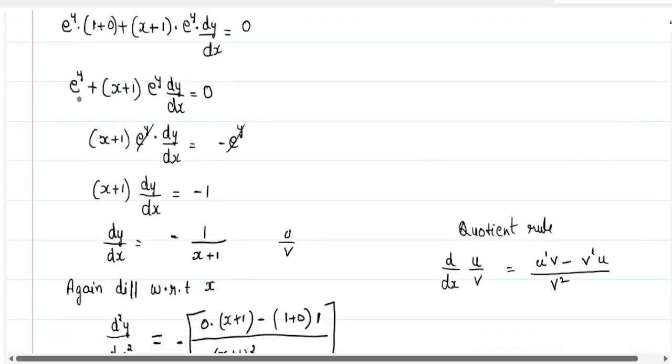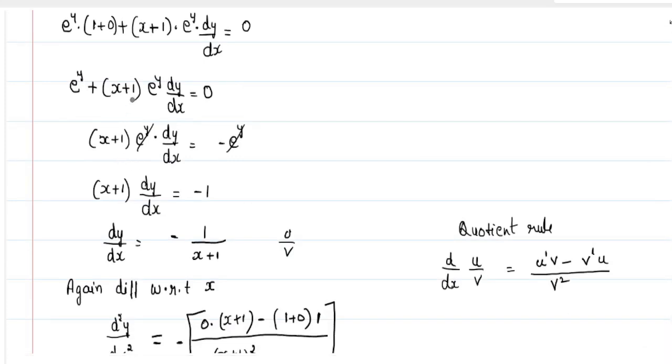Now I'll take this e to the power of y to RHS. So we'll get x plus 1 into e to the power of y dy by dx is equal to minus of e to the power of y. This e to the power of y and this e to the power of y will get cancelled. What remains is x plus 1 into dy by dx is equal to minus 1. Or you can write dy by dx is equal to, I'll take this term to RHS, that is minus of 1 by x plus 1.